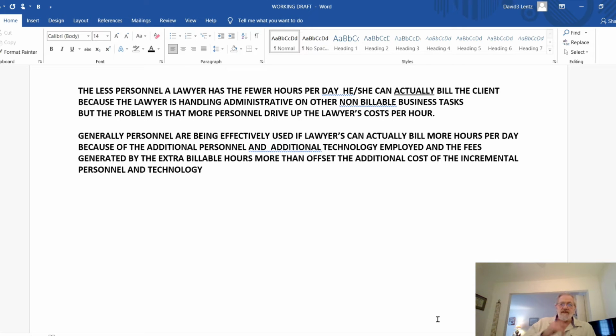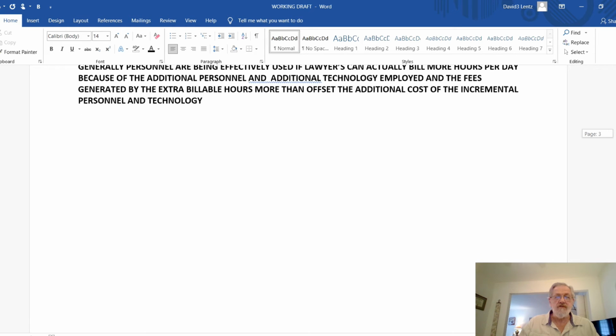The constant rub is whether, if you do hire people, you're actually going to be able to bill more hours in the day because you've got staff handling other affairs. And if that staff allows you to bill more hours per day, does the additional income you are generating from those additional billable hours, plus the increase in your fee rate, more than offset the additional cost of the personnel? That's always a big question for lawyers. It's a huge business question.